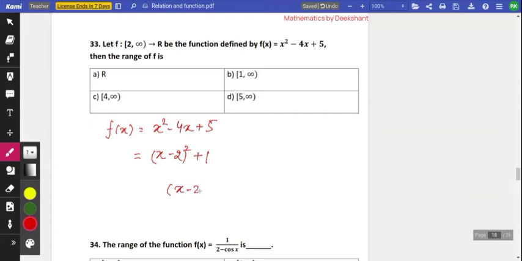The square of any function is always greater than or equal to 0, because this term cannot be negative. After adding 1 on both sides, we get (x − 2)² + 1 is greater than or equal to 1. So the range of the given function is [1, infinity). So the correct answer is option B.